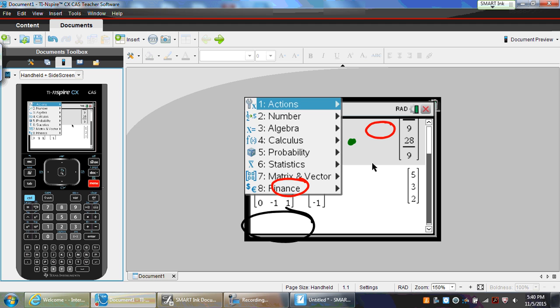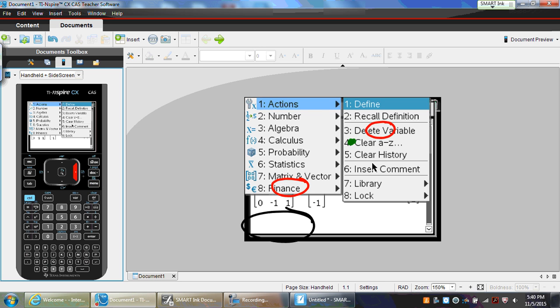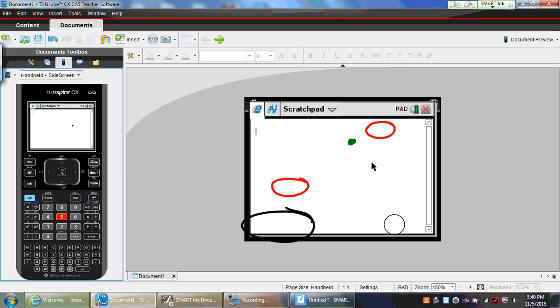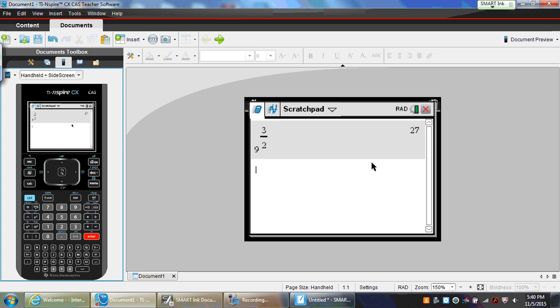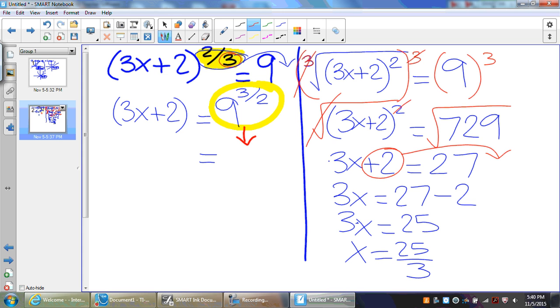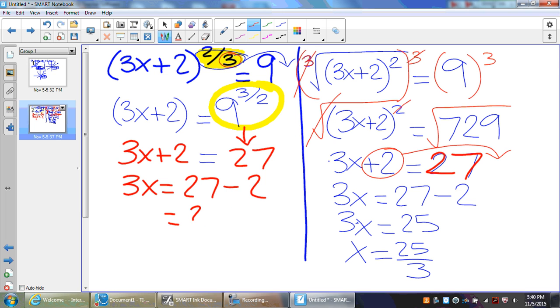going to clear my screen. So actions, clear history. And so I'm going to enter 9 to the power of 3 halves. And that gives me 27. So if I do that, I will get the same number that I had before. And that number is 27. Same number that I had here. Then we have 3x plus 2, and I think you all feel pretty comfortable solving an equation like this. It will be 27 minus 2, that's 25.